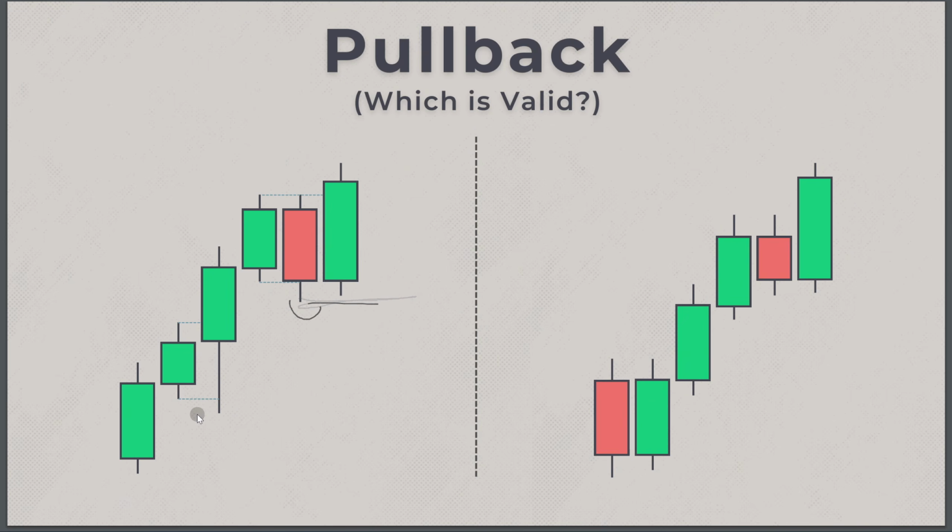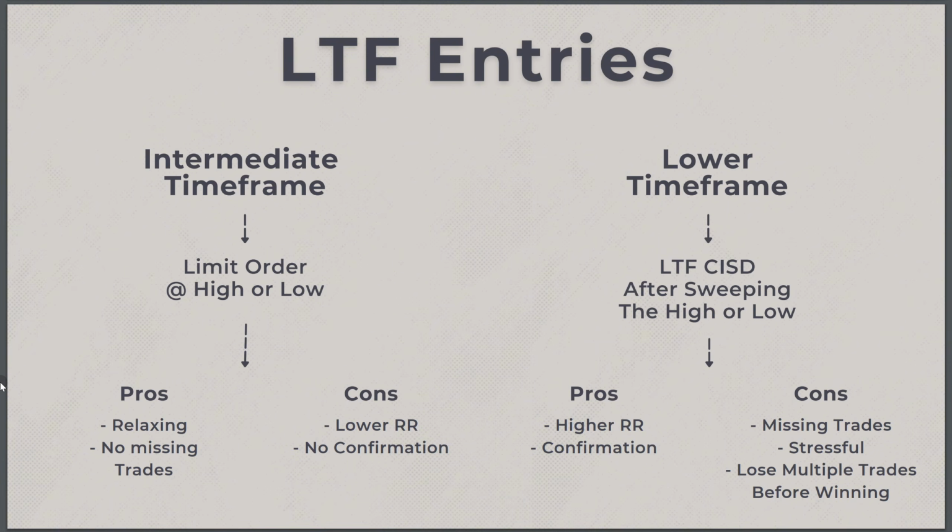We have a valid pullback here and a valid pullback here. If this was our valid swing from here to here, or valid range, where do we have our first valid pullback? It's this one. That's the liquidity we look for to trade off after. The lower time frame entries, there are actually going to be two types we have here. We have the intermediate time frame and we have the lower time frame.